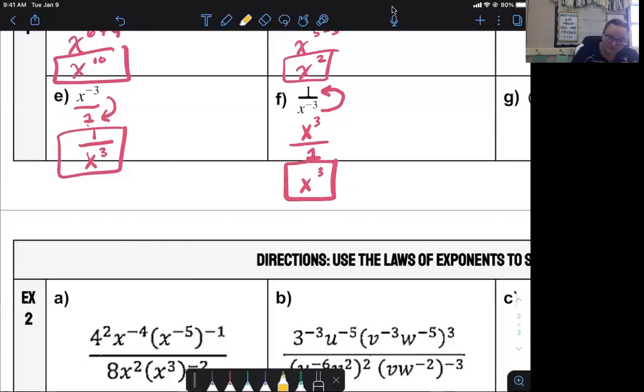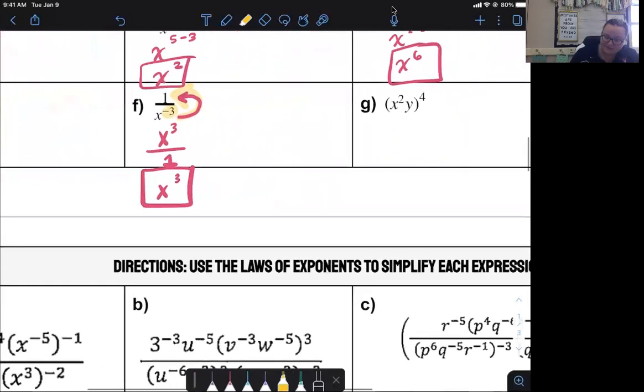So if you move a negative exponent to the denominator, it becomes positive. And if you move a negative exponent from the denominator to the numerator, it also becomes positive. So both ways work.